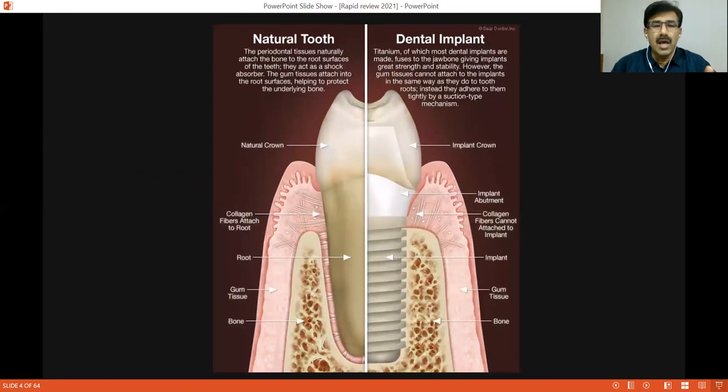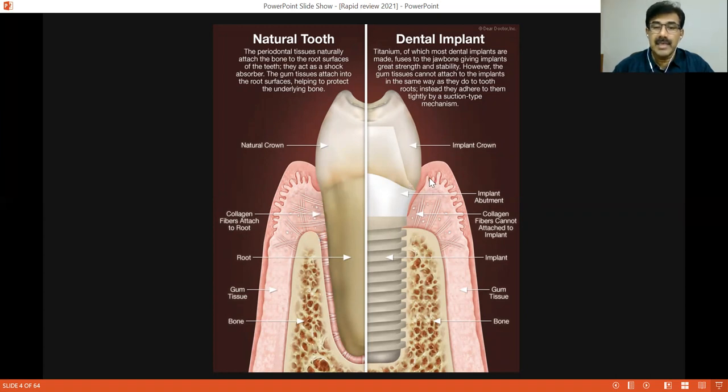Now, first we'll look at what is the difference between an implant and a natural tooth. When you look at a natural tooth, you have an epithelium like this, and underneath this epithelium, you can see these gingival fibers. And look at the orientation of these fibers. You can see a number of groups of fibers coming and attaching to the cementum of the tooth. What this gives is a cushion, so that whenever there's an inflammation over here, this band of tissues will retard or slow down the spread of inflammation to the surrounding bone.